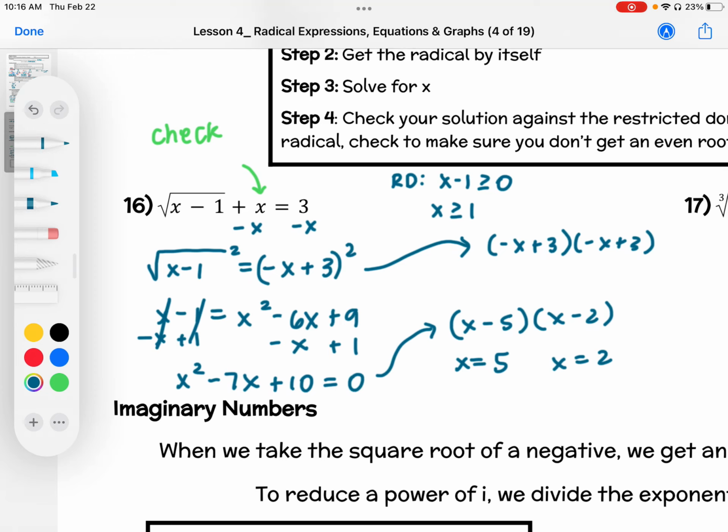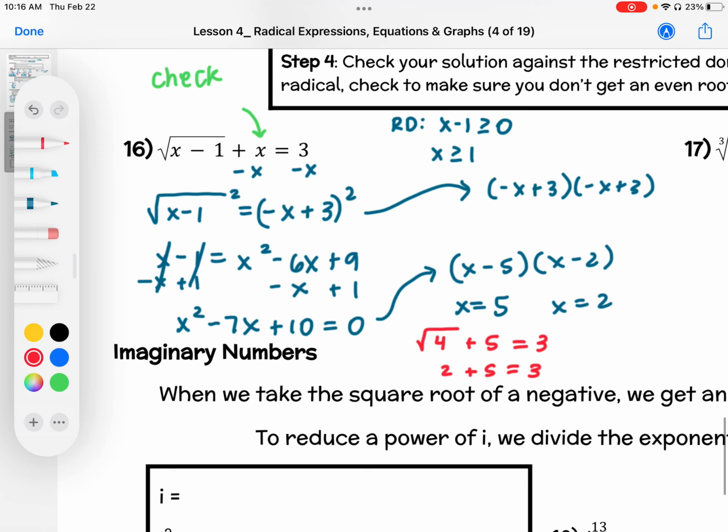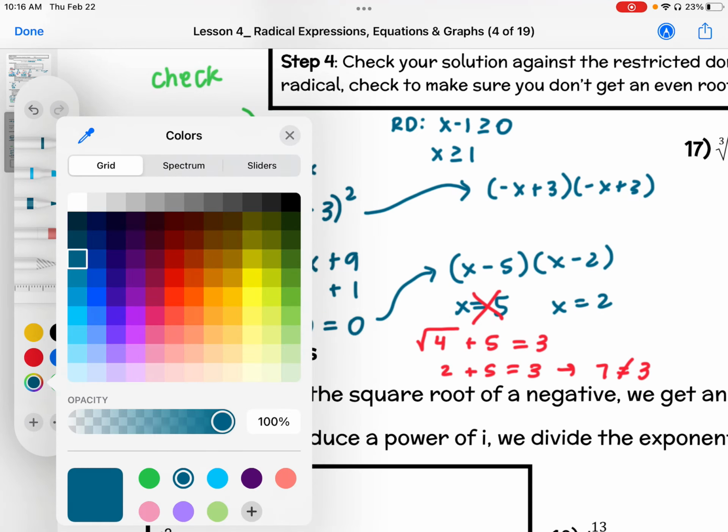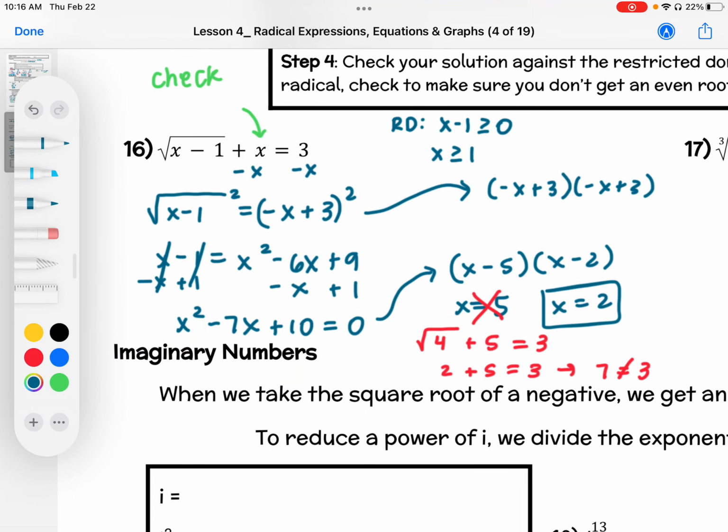All right, so if we check both of those against our restricted domain, they're both going to work. However, if we were to plug 5 into the original function, 5 minus 1, I'll just do the little math right here. 5 minus 1 is 4. The square root of 4 is 2, plus 5 equals 3. But 2 plus 5 is equal to 7, and 7 is not equal to 3. So x equals 5 does not work for this function. If we plug 2 in, it does work. So you can go through and check that, but it will work.